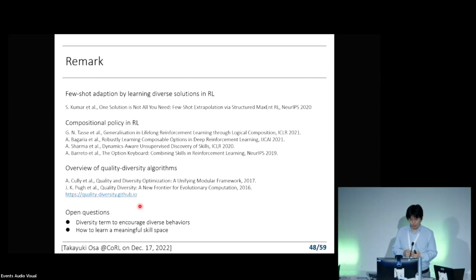And of course, there are open questions in this field. As I said, there are many forms of diversity term to obtain diverse solutions, and the community is still developing this kind of diversity metric. So it's still ongoing. Also, it would be great if we could learn a meaningful skill space, but learning a meaningful latent space itself is an open question in generative models. For example, we are still watching the progress of diffusion models in the field of generative models. Like that, learning a meaningful skill space in reinforcement learning is also an open question.